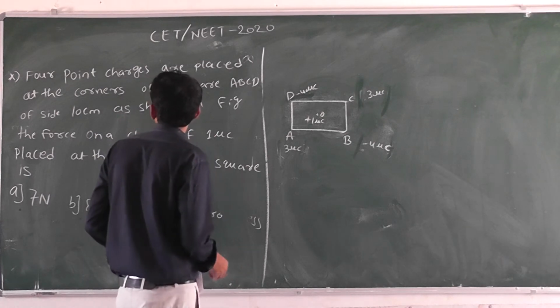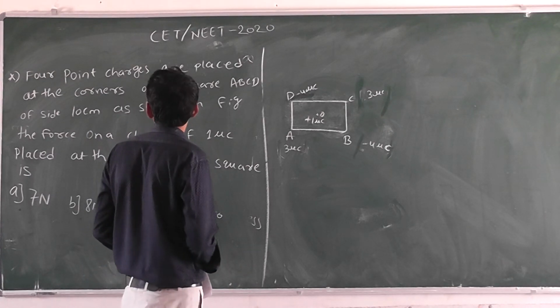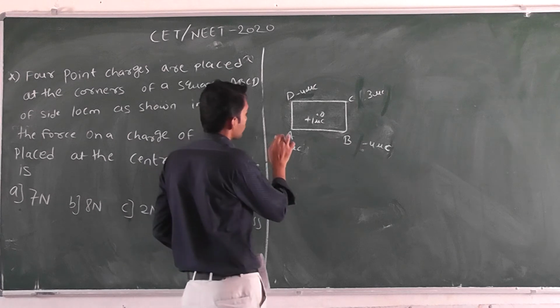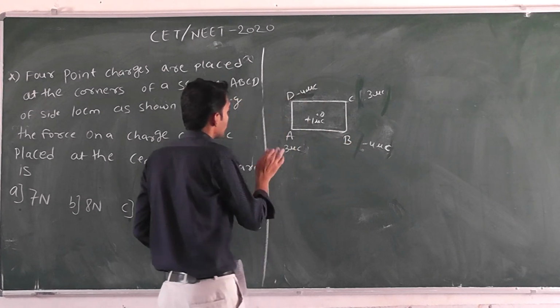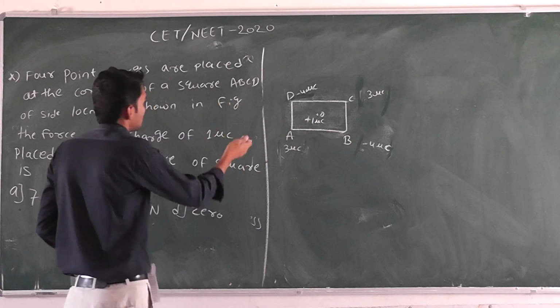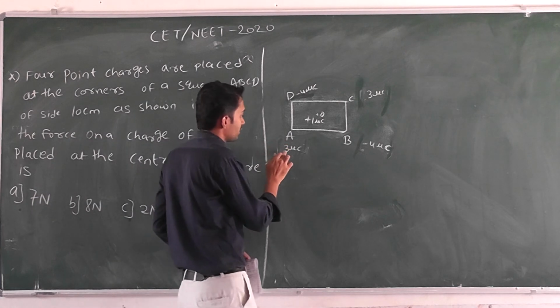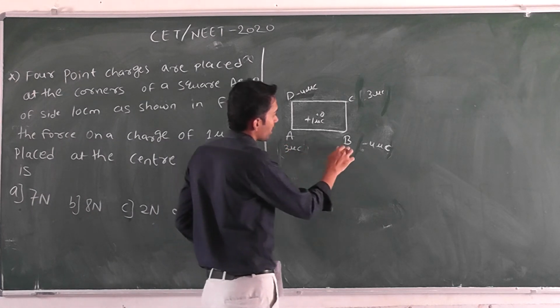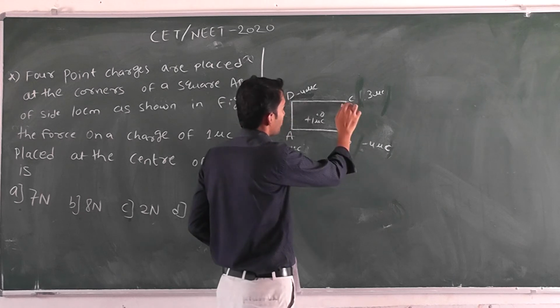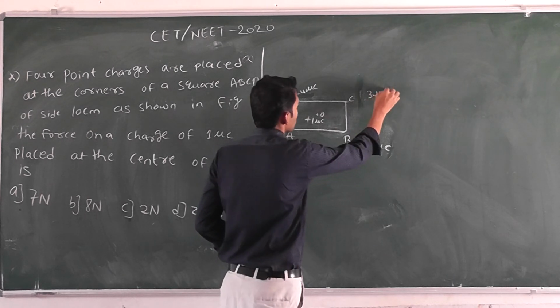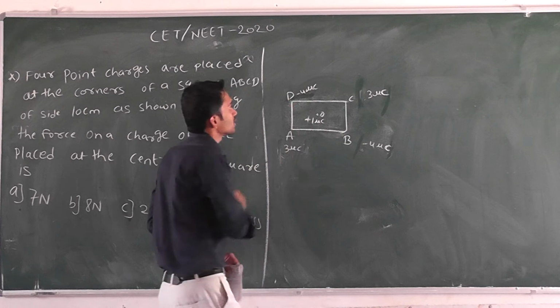What is given in the question: four point charges are placed at the corners of a square ABCD. There are four corners A, B, C, D, and charges are given at each. Point A has 3 microcoulomb, point B has minus 4 microcoulomb, point C has 3 microcoulomb, and point D has minus 4 microcoulomb.